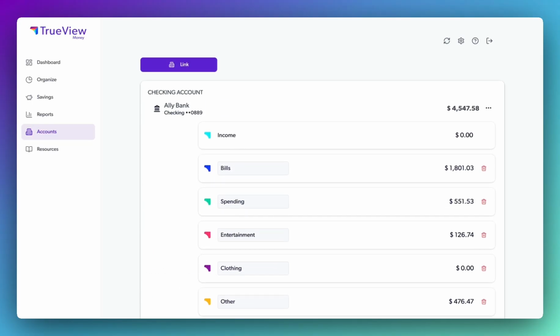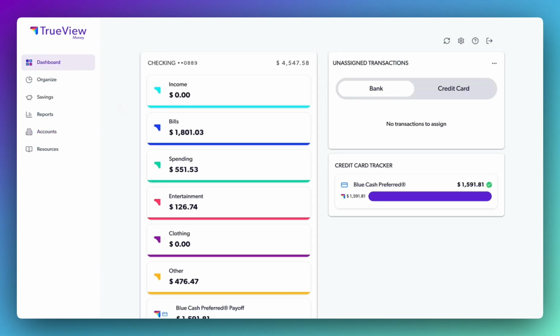Everyone's finances are different, so TrueView is designed to be flexible. The more your TrueView reflects the way you naturally think about your money, the easier it becomes to clearly see how much money you have and what it's for.